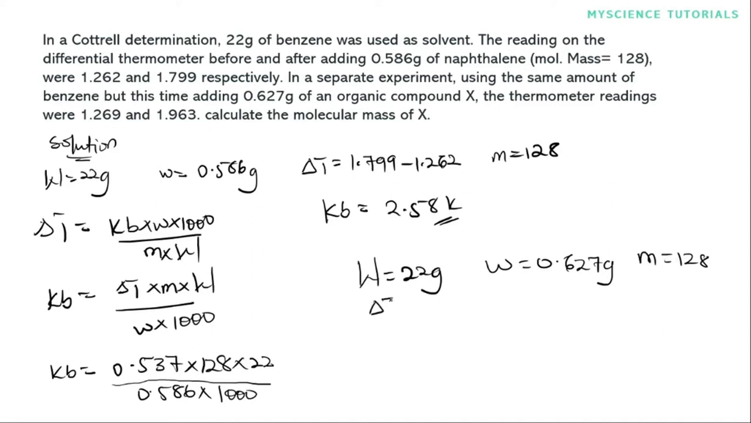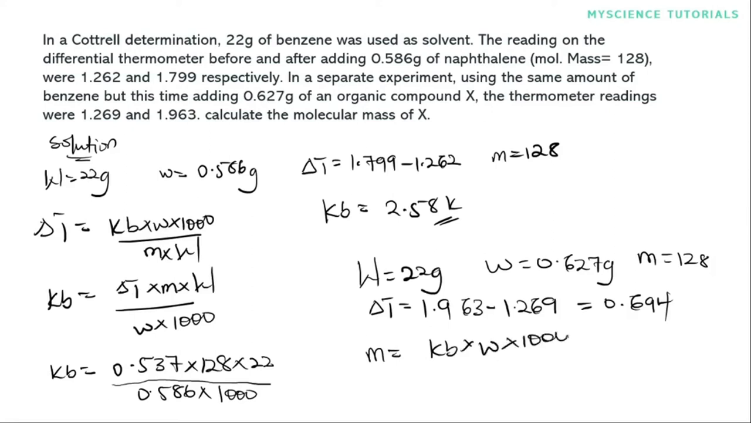So we have our delta T, which will be the bigger one, 1.963 minus 1.269. If we do that subtraction, we are going to get 0.694. So all we have to do is to write down this formula and make the molar mass the subject. So if we make molar mass the subject, we have the formula to be KB multiplied by small w multiplied by 1000, all divided by delta T multiplied by capital W. Now this is for the separate experiment.